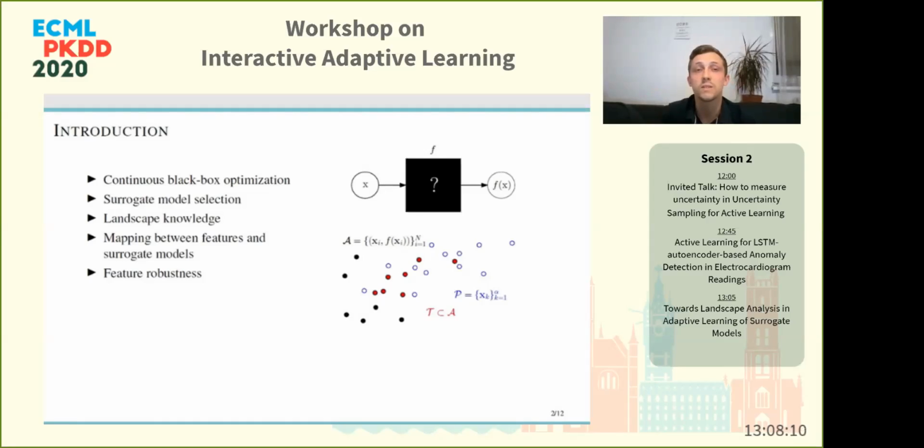We have done some first attempts, and those attempts have shown that we should analyze more deeply the properties of those landscape features. This work, which I will show you, is the first step in this direction, and here we study feature robustness in computation of those features.